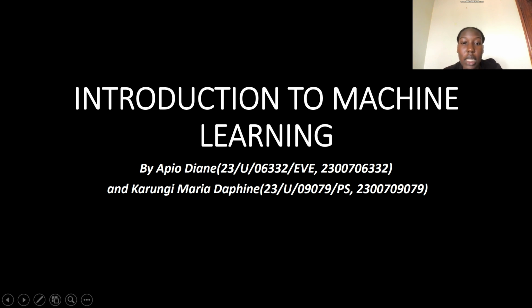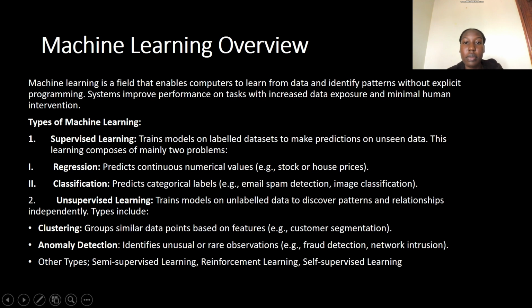Machine learning is a field of study that enables computers to learn from data and identify patterns without being explicitly programmed. It is based on the idea that a system is able to learn from the data, identify patterns, and then make some decisions with a minimal amount of interventions from humans. Therefore, the more exposure the system has to more data, the more enhanced its performance is on a task.